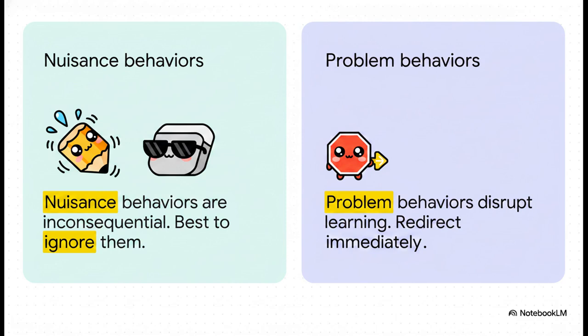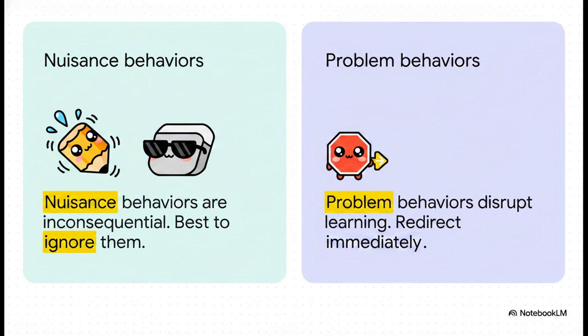Section 2. Nuisance versus problem behaviors. And this brilliantly illustrates our next point. Understanding that we're managing ourselves first leads us straight into distinguishing between nuisance behaviors and problem behaviors. This is a crucial first step in teacher self-management, realizing that not all undesired behaviors are created equal.